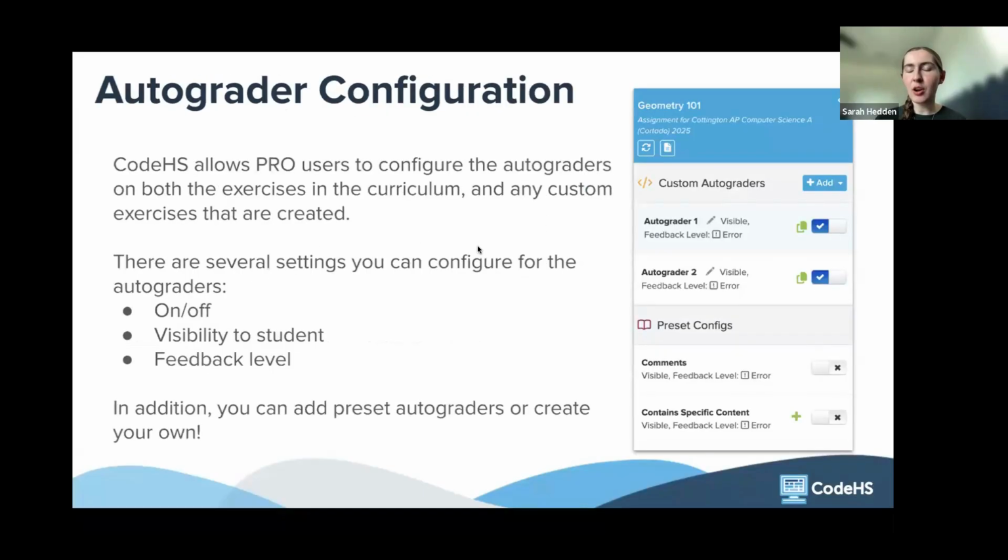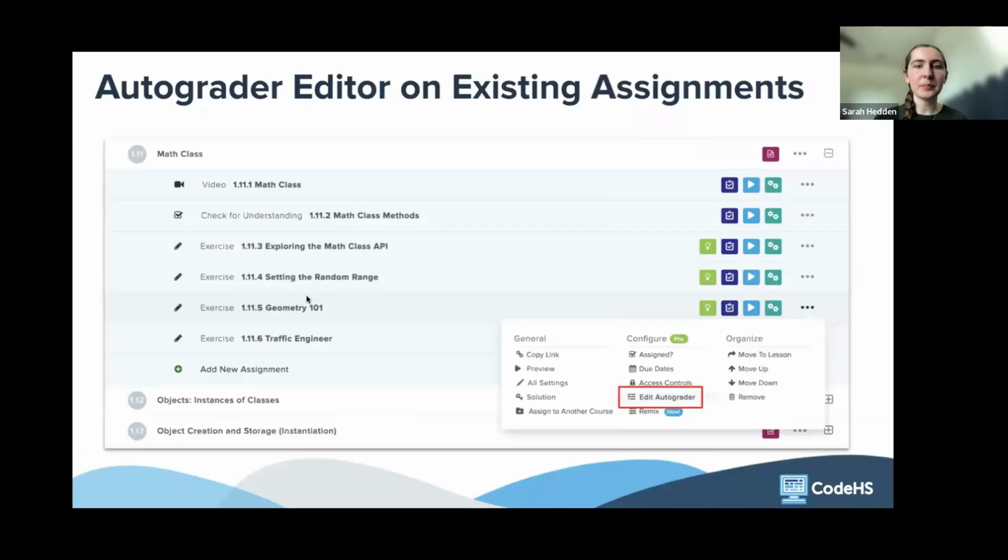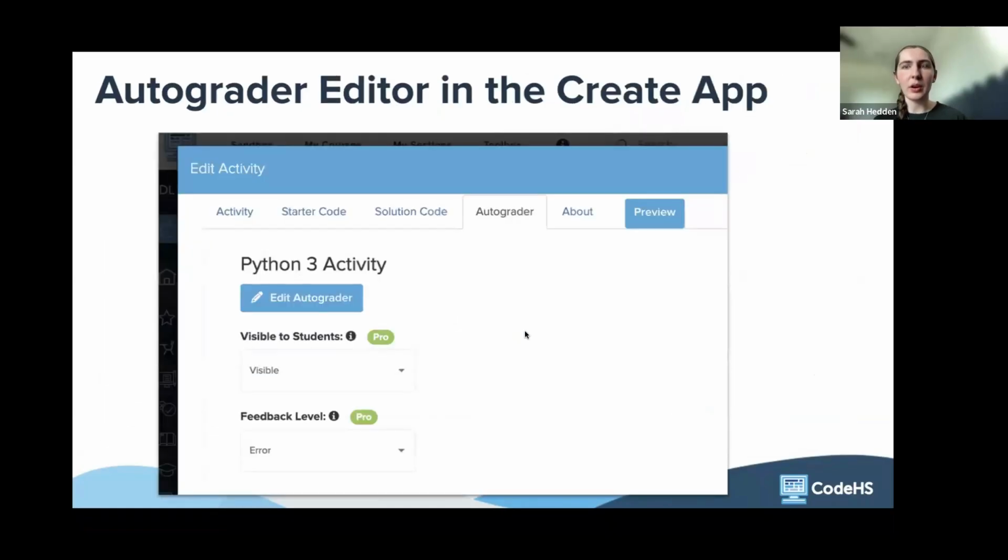Pro users are now able to set some more configuration settings on the autograder. So all users are able to edit their autograders, but some of the settings like turning the autograders on and off, changing the visibility, changing the feedback level, these are pro features. When you're on your assignments page, there is an edit autograder button that you can click on to view and edit all of the autograders.